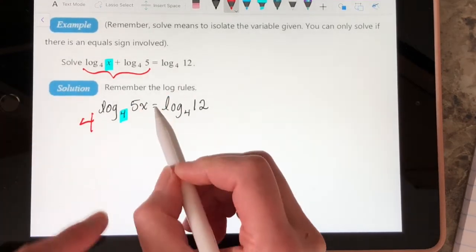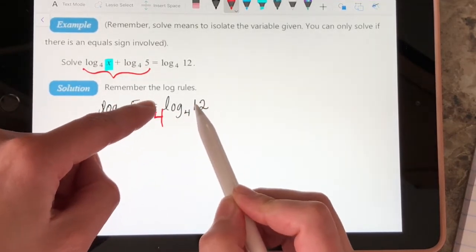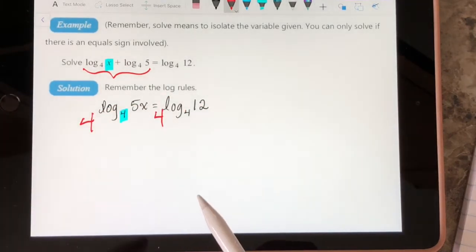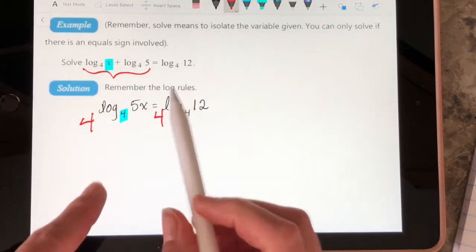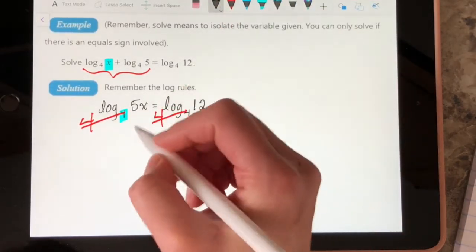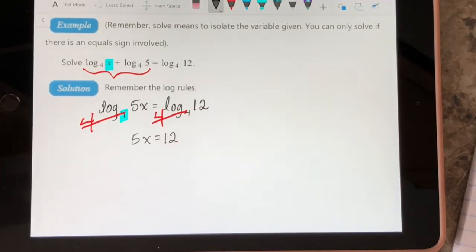But what I do to one side, I have to do to the other. 4 to the power of log base 4 of 12. The good thing here is since the bases on both sides are 4, all of it will cancel out, leaving only 5x equals 12. From here, now we notice all we have left with is 5x equals 12.